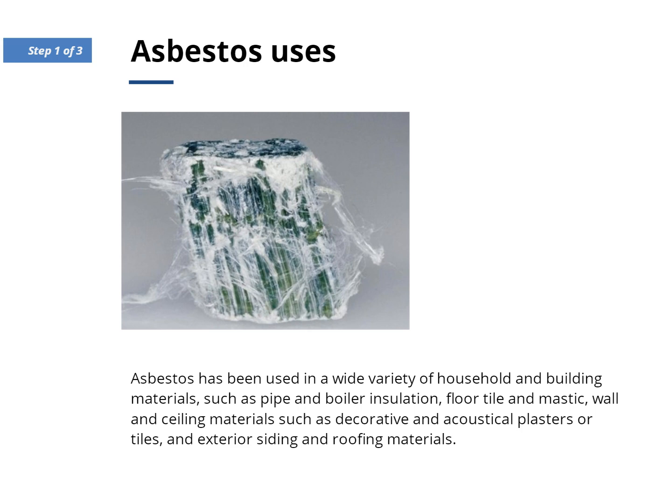Uses of asbestos. Asbestos has been used in a wide variety of household and building materials, such as pipe and boiler insulation, floor tile and mastic, wall and ceiling materials such as decorative and acoustical plasters or tiles, and exterior siding and roofing materials.